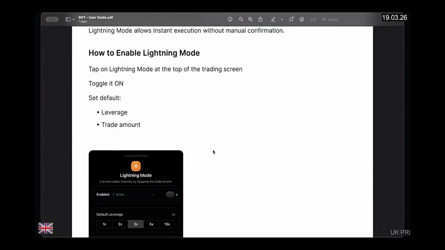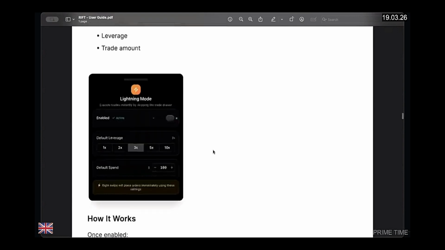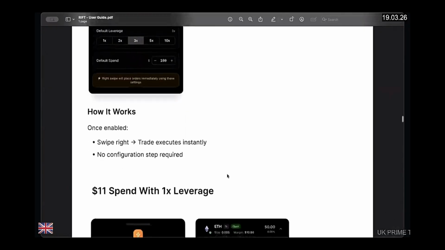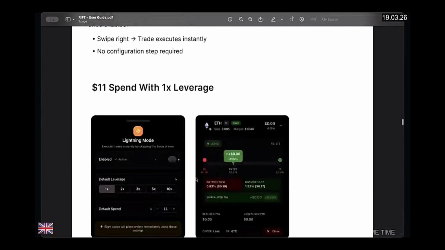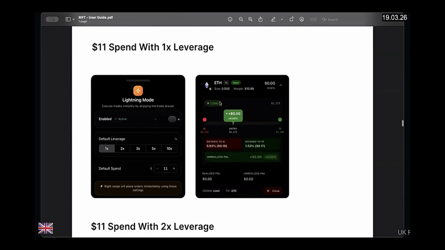Once you enable the lightning mode, you are able to trade with multiple amounts, with multiple cards at the same time, with a default set leverage that you want to go with every trade. So once you activate the lightning mode, all the trades that will be presented to you will be according to your customization. In this case, there is a default spend of $11 with 1x leverage.